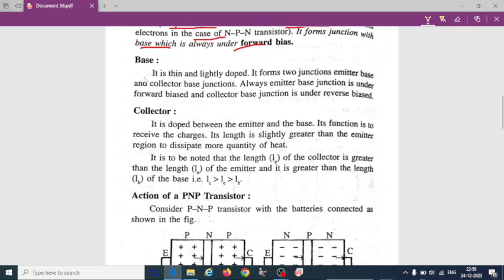Okay, the base, how we can define it, is thin and lightly doped. It forms two junctions, the emitter base and collector base junction. So the emitter base junction is always under forward bias and the collector base junction is under reverse bias.